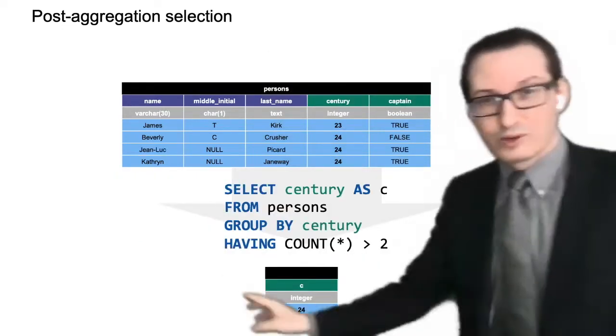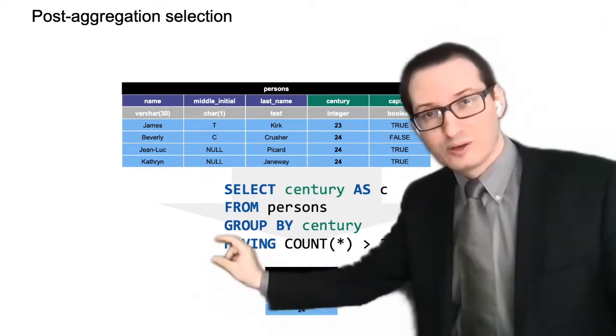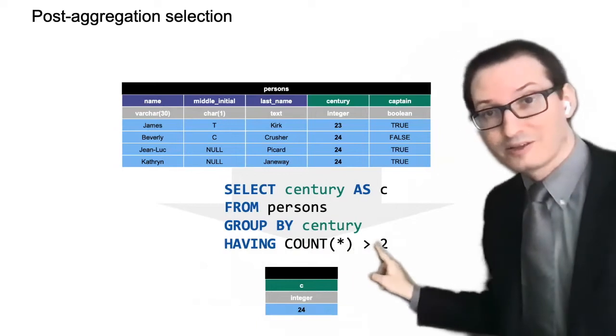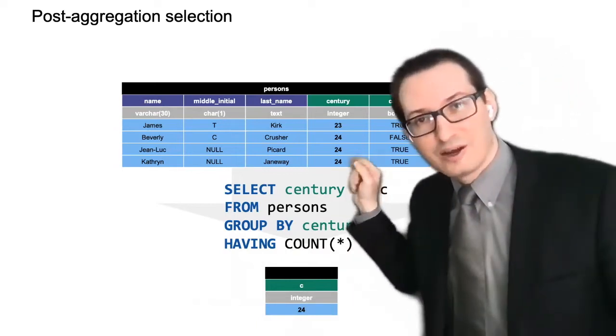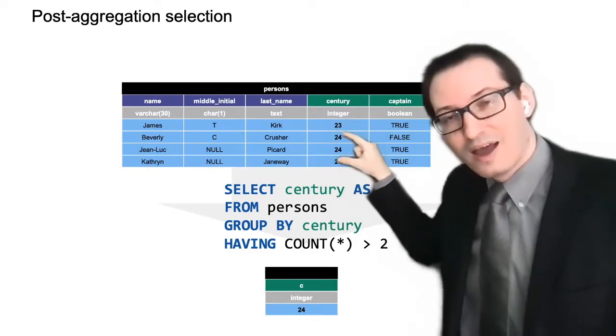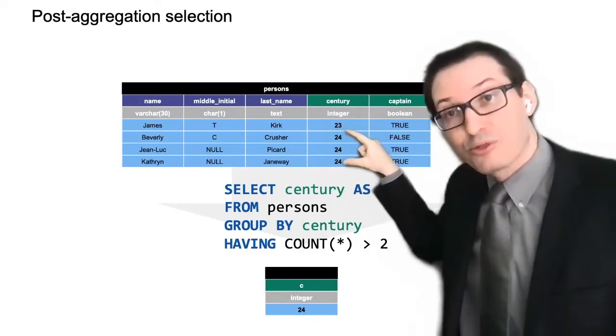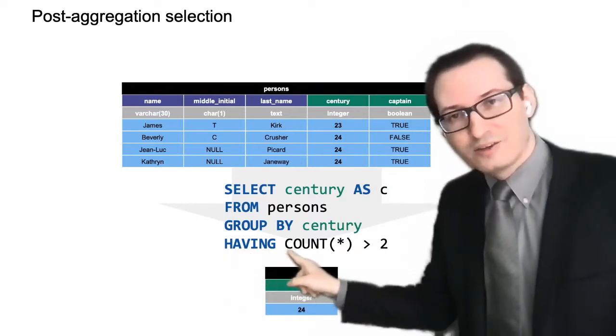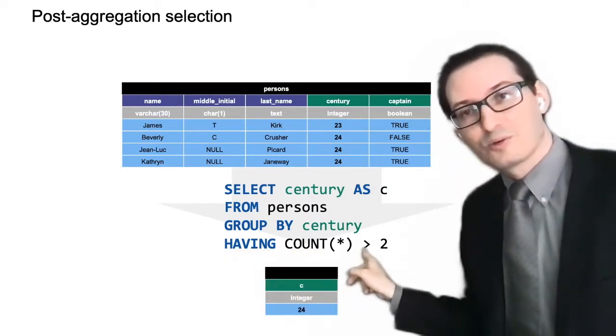And finally, you can also filter after the grouping with having. Group by century and now having the counts greater than two. So here I changed the data a little bit, right? So now I have 23 that appears just once and I have 24 that appears three times, right? But what does the having do? It only keeps when the count is greater than two.